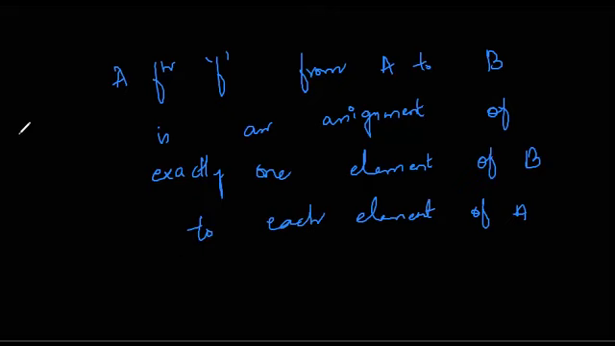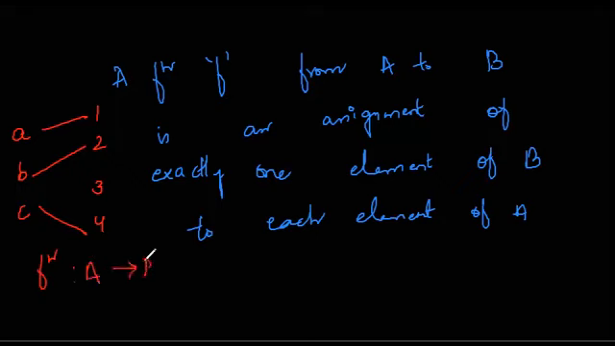Suppose we have a set A with elements a, b, c and a set B with the elements 1, 2, 3, 4, and a is mapped to 1, b is mapped to 2 and c is mapped to 4. Then this is a function from the set A to set B.